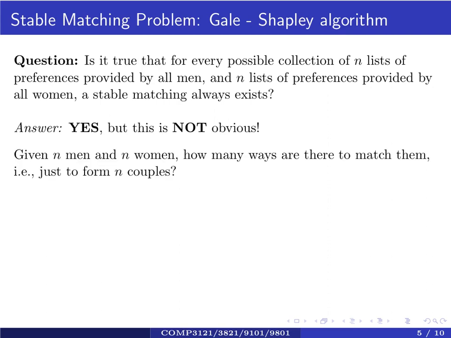Now let's see, given n men and n women, how many ways are there to match them, i.e. to form n couples, right? And the answer is n factorial.